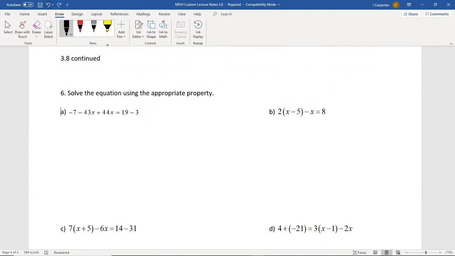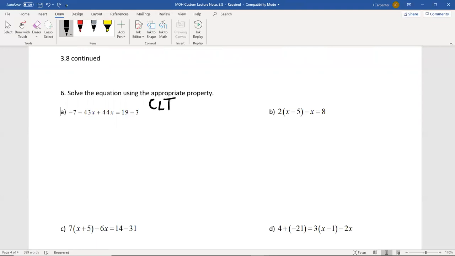So you don't want to necessarily start trying to move things from side to side first. If you can, CLT, combine like terms. If you only look at one side of the equation, so let's just narrow our field of vision to this, ignore the 19 minus 3. If you only look at one side, if anything is simplifiable, whether it's combining like terms or maybe even, spoilers for B, distributing, do that before you start trying to move things from side to side.